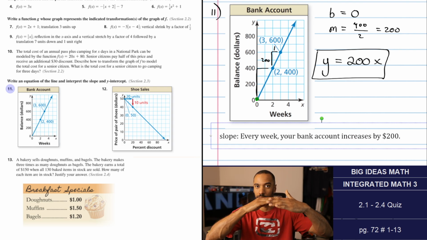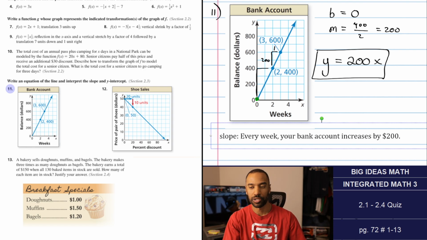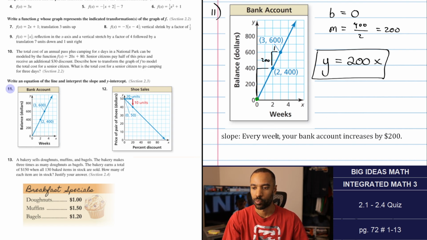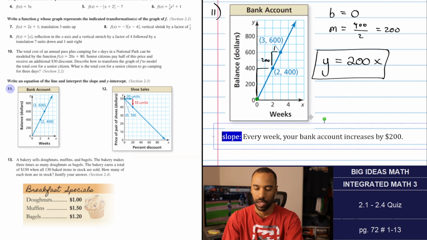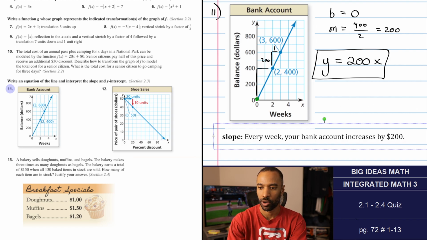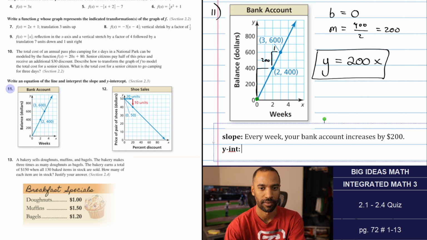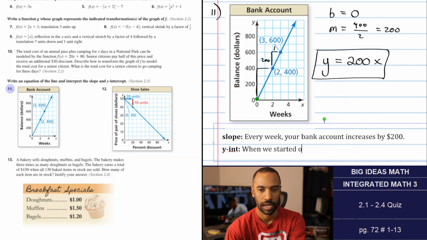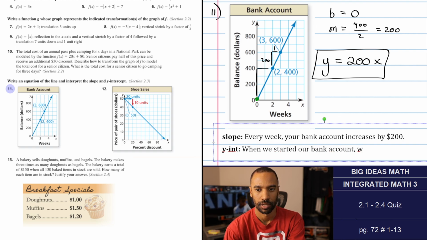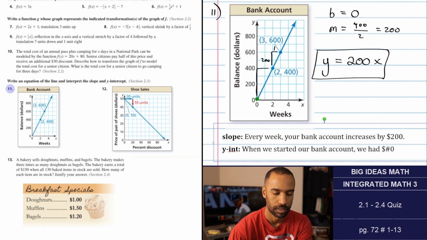$200 every 1 week, right? You think of slope as a fraction, so it's 200 over 1, and that's where that one comes in. So that's our slope. Our y-intercept is 0, which means at week 0, when we started our bank account, we had $0 in it.